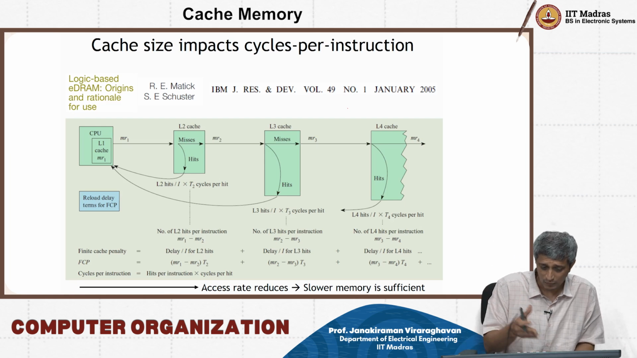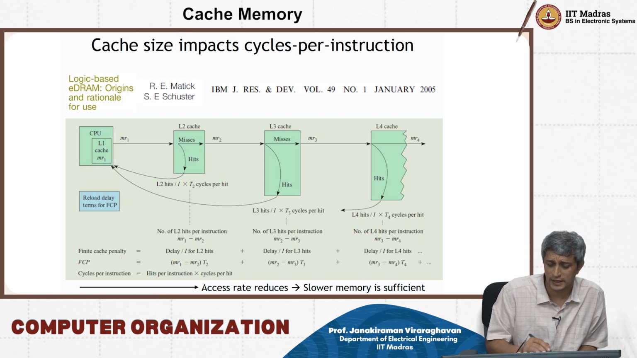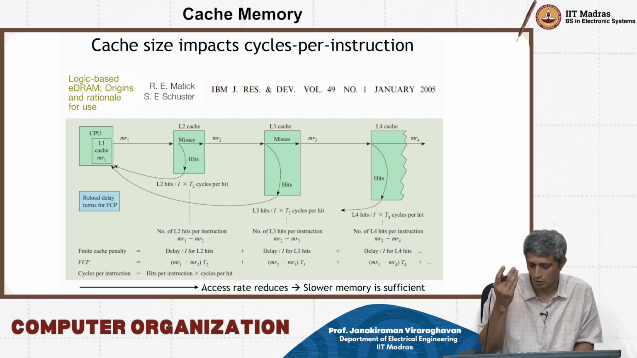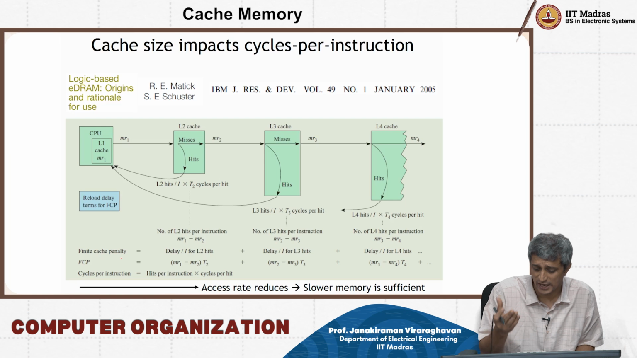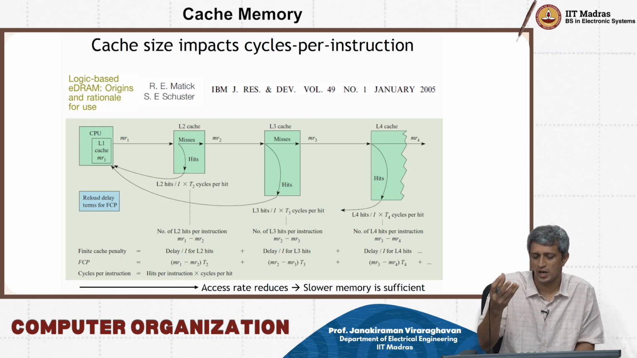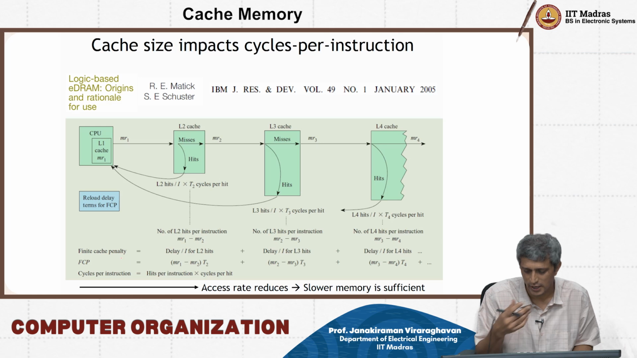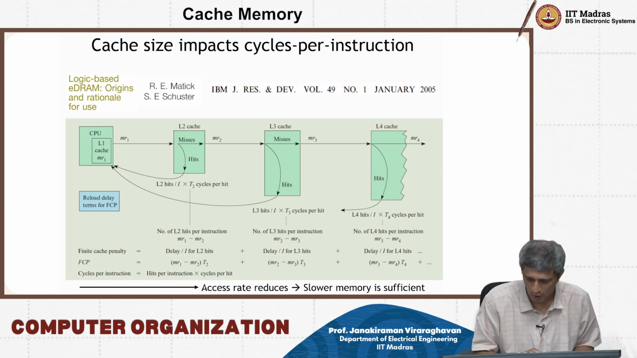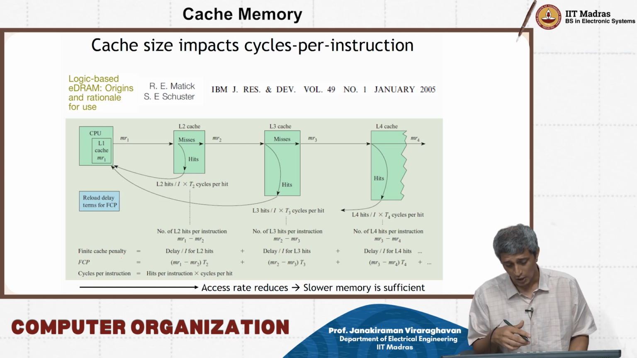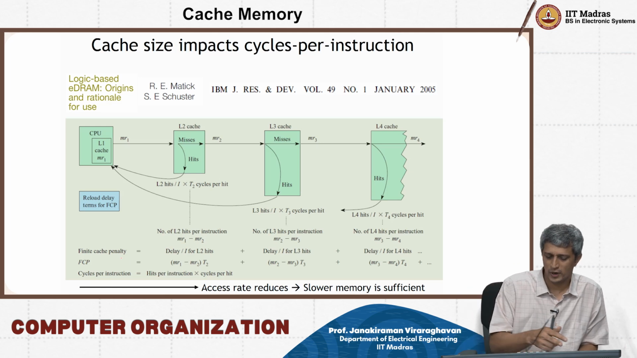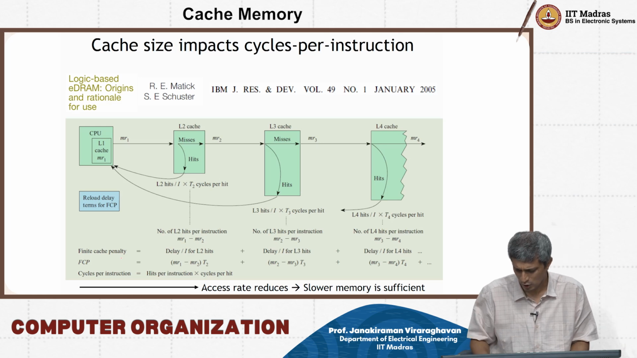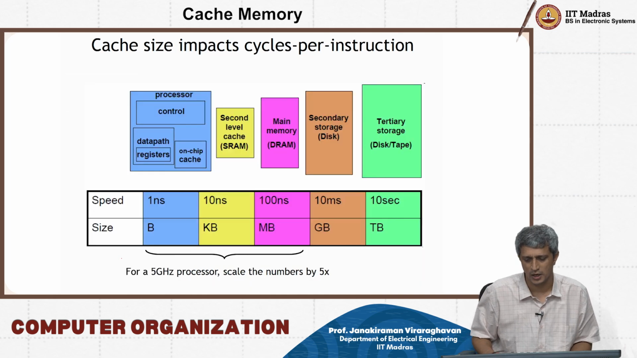So that is what is shown here. The finite cache penalty is the delay divided by something that relates to the number of hits in the L2. Likewise, there is a finite cache penalty that you are going to see for L3 and L4. That's the key idea here, and you can even quantify the finite cache penalty as I am showing you here. But I am not going to focus on that in this particular course.